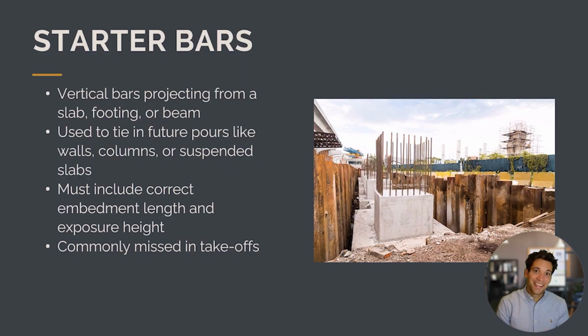The next term is a starter bar. A starter bar is a vertical bar projecting from a slab, footing or beam that's used to tie in the next concrete pour. When you look at the specs on the drawings, they'll detail the correct embedment length and exposure height. Starter bars are often missed in quantity takeoffs, so it's important to factor in the construction joints between the slabs and the additional lap lengths you'll need to allow for.